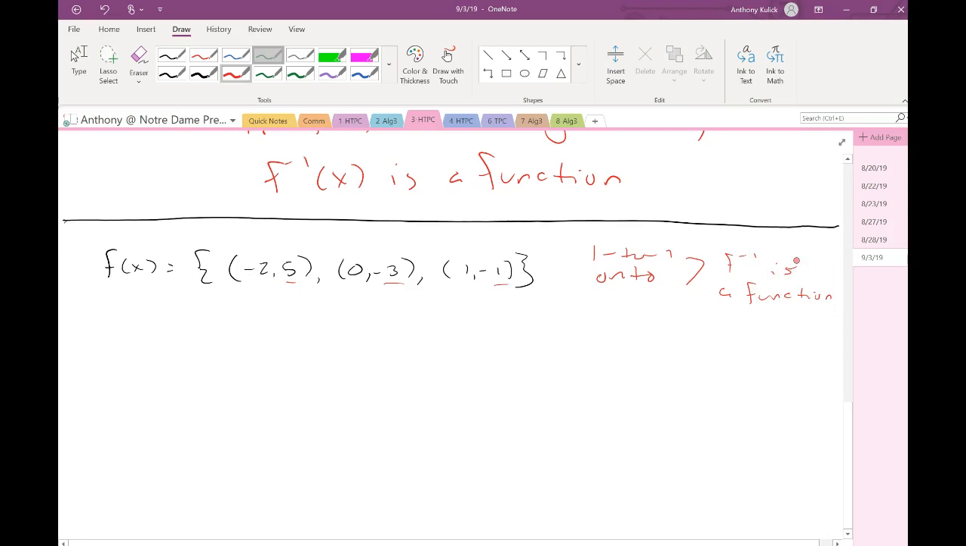Everybody okay with that? So if I want to actually find f inverse, does anybody remember how we find the inverse for a set of ordered pairs? You just swap the x's and y's. Yep. The word I like to use is transpose. That's a fancy math word for switching the two locations.